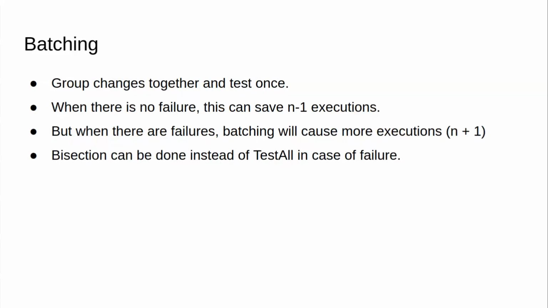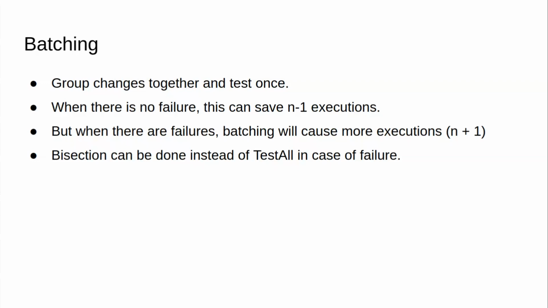In this project, we define a batch as a group of submitted changes. This submitted change can contain one or more commits, and we call this a build. So with batching, when there is no failure, we can have only one execution. But software projects always have failures, and batching can actually cause more executions than testing all.